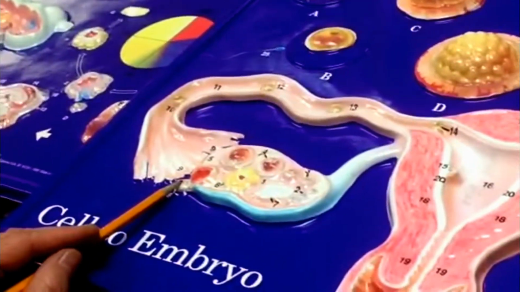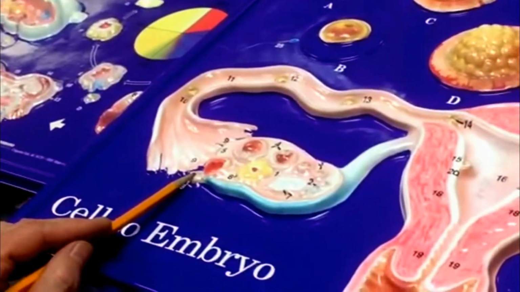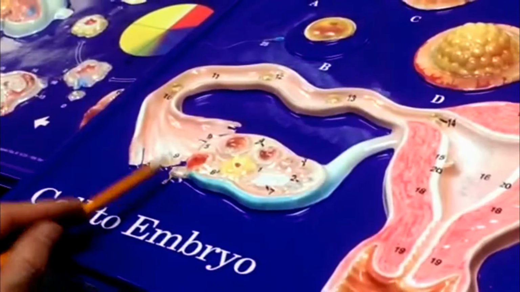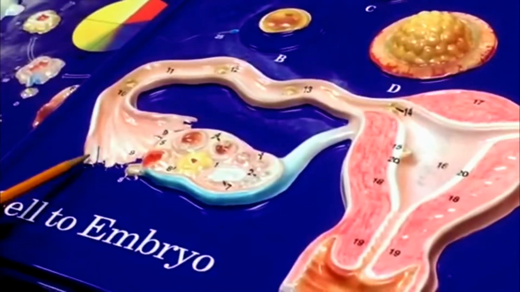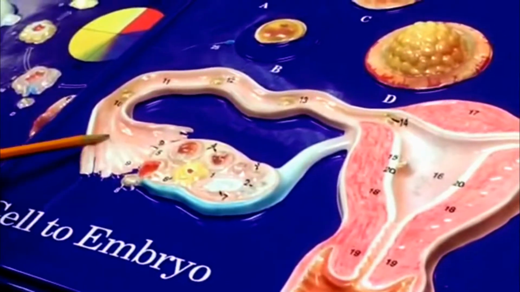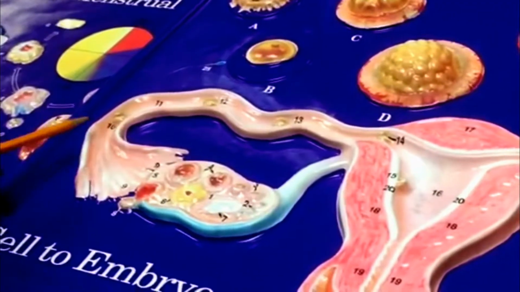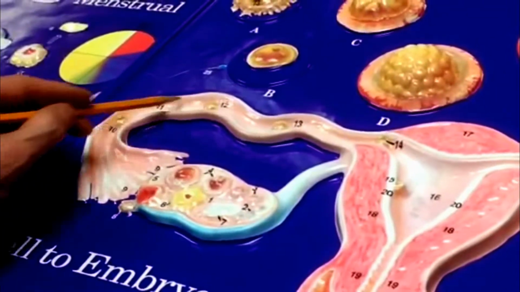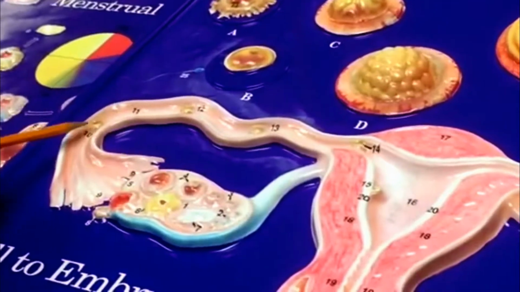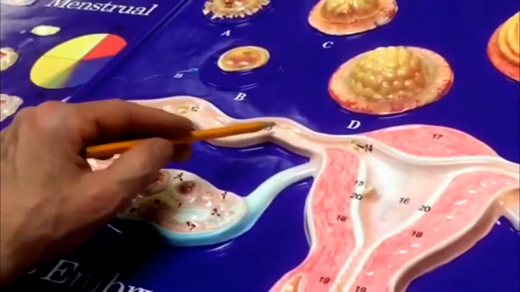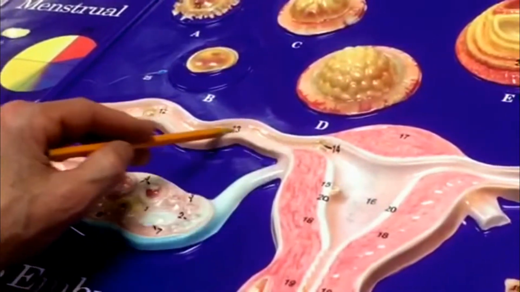How many chromosomes? Haploid, or 23. Okay. What part of the fallopian tube is this? These are the fimbriae. This funnel-shaped portion here, infundibulum. This portion here, the ampulla of the fallopian tube. And connecting to the uterus, you've got the isthmus.